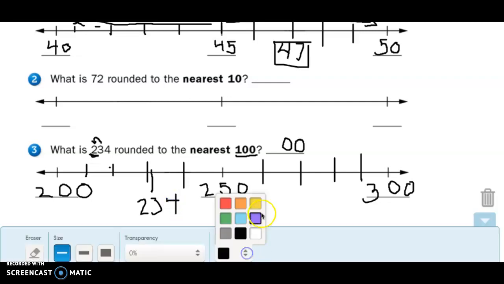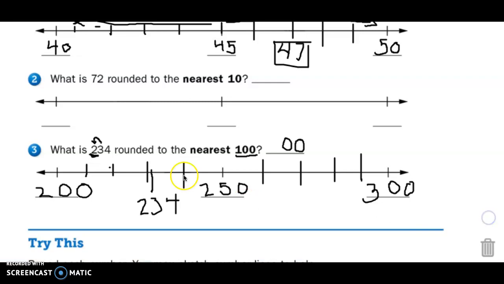Again, if it is closest to the 200, if it is on this side of our halfway mark, we're rounding it down to the lowest 100. If it would happen to be on this side of our open number line, we're rounding it up to the next 100. But I do see that it is on the left side. It is less than half. So we round it down to 200.